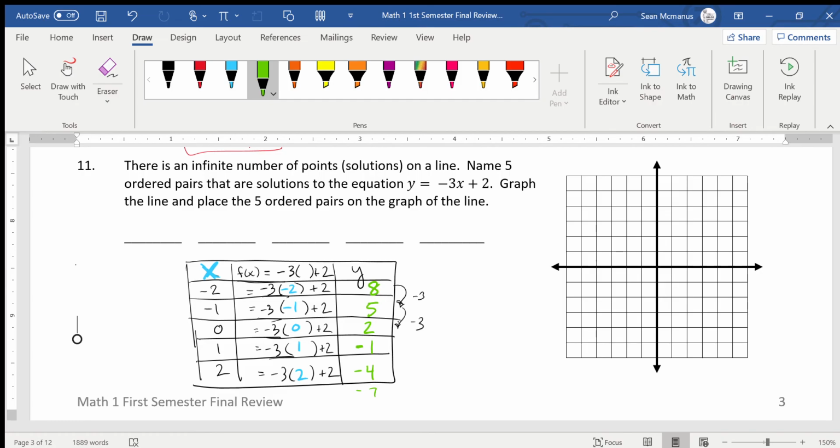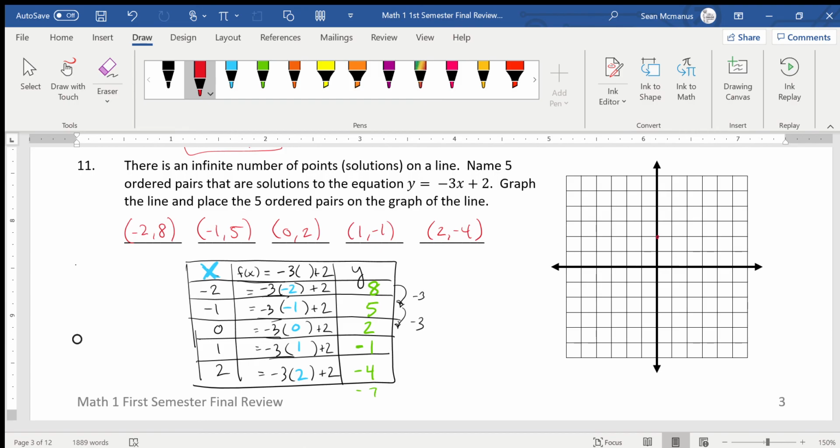Plot them. So we're going to go ahead and write our points. We came up with, if my x is negative 2, then my y is 8. We came up with negative 1 and 5. We came up with 0 and 2, 1 and negative 1, 2 and negative 4. Those are just the points that we came up with. So then it asked me to graph them.